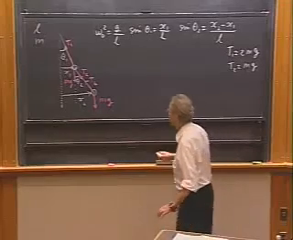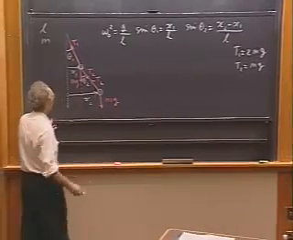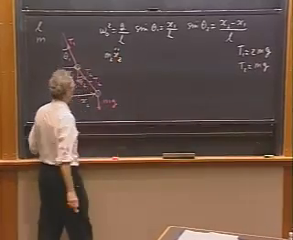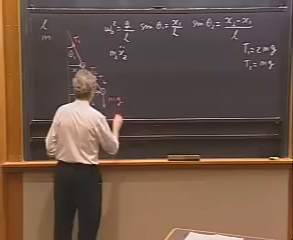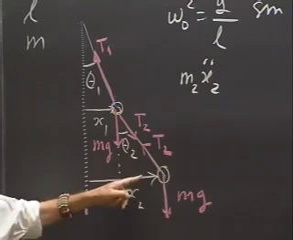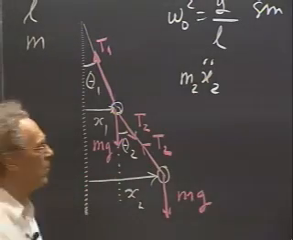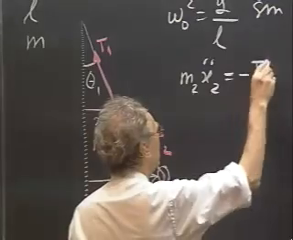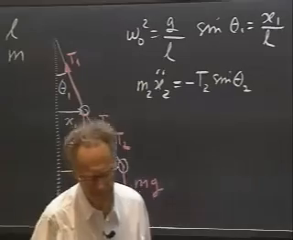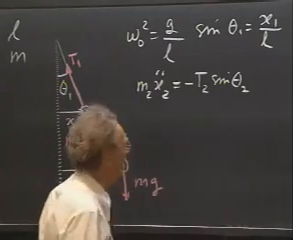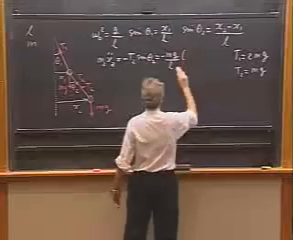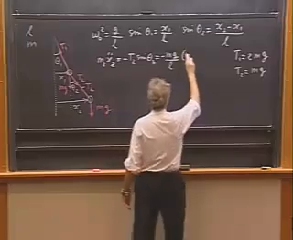So let me first start with the bottom one that has only 2 forces on it, so that may be the easiest. m2 x2 double dot. And so the only force that is driving it back to equilibrium in the small angular approximation is then the horizontal component of the T2. So that equals minus T2 times the sine of theta 2. And for that I can write minus mg divided by L times x2 minus x1.